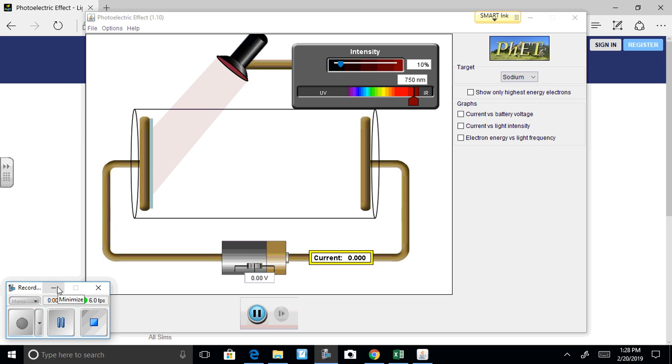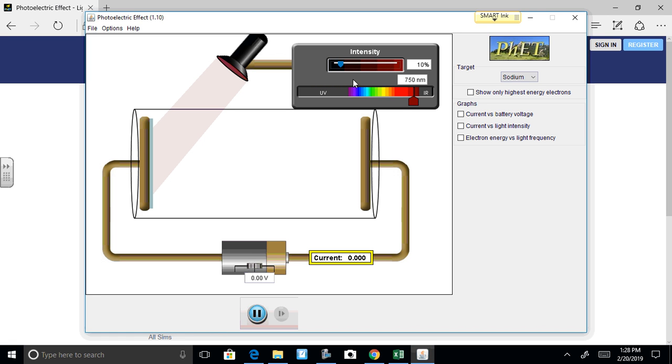Alright guys, so here's the video for the photoelectric effect. So right now we have our wavelength, our light set at 750 nanometers, and the intensity is at 10%. So this is going to be your first picture.